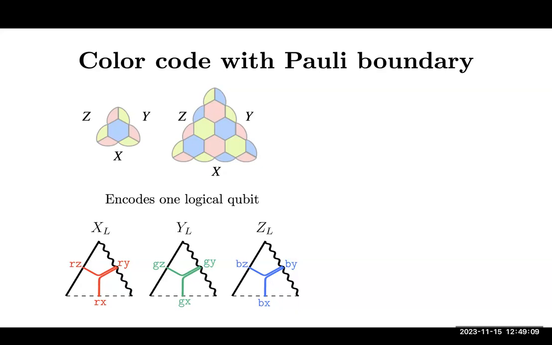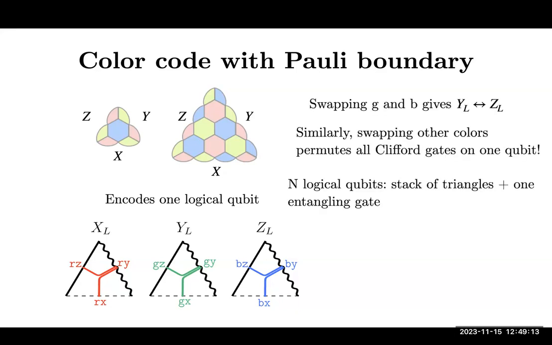So this encodes 1 logical qubit, and I've already shown you how swapping green and blue can be done. If you look at the way it acts on the logicals here, it actually just swaps this Y and Z logical. So by permuting the colors, you can swap any 2 of the colors. For example, if you swap X and Z, that would be Hadamard. Swapping X and Y, that would be the S gate. So you can do all the 1 qubit Clifford gates.